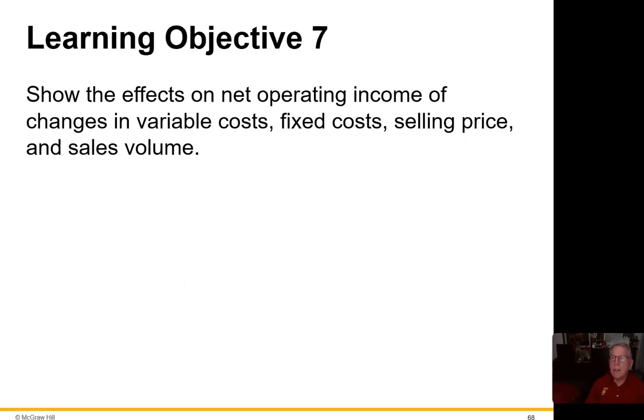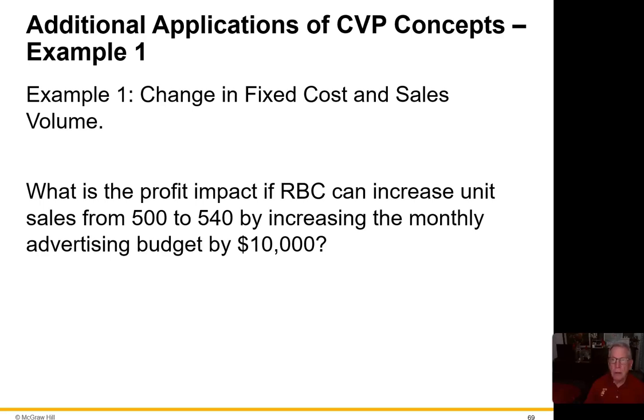Okay, now we're going to take a look at showing the effects on the net operating income for changes in variable cost, fixed costs, selling price, and selling volume. So here we're going to change the fixed cost and the sales volume. What is the profit impact if RBC can increase unit sales from 500 to 540? But to do that, they need to increase their advertising budget by $10,000. Is that a good idea?